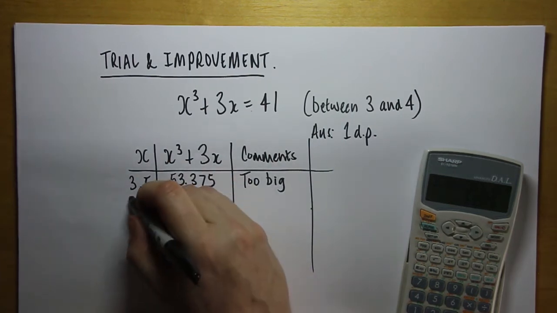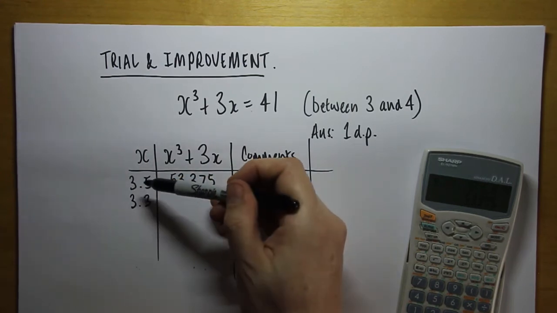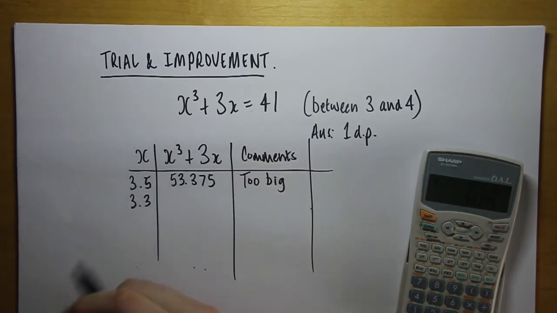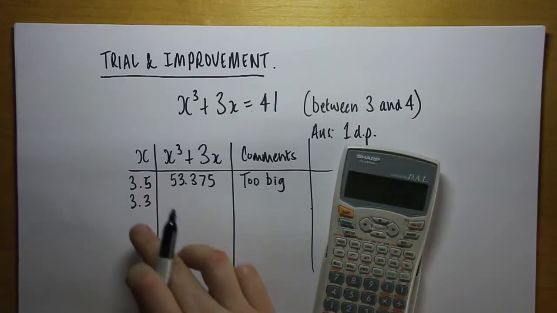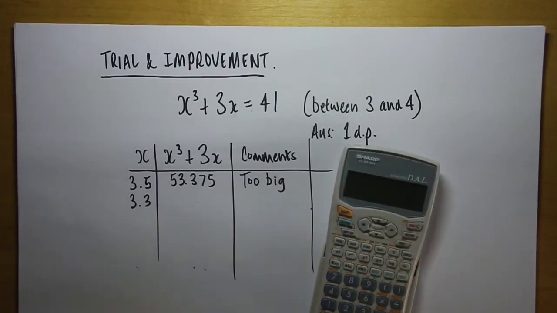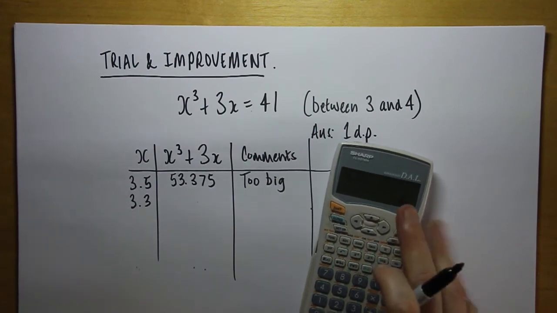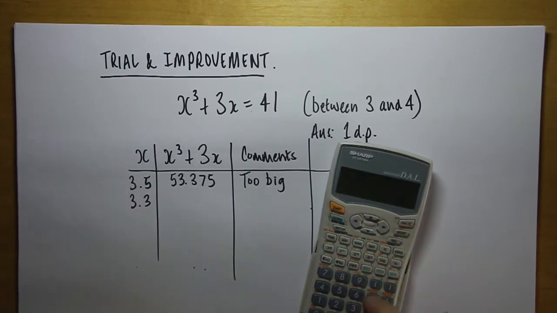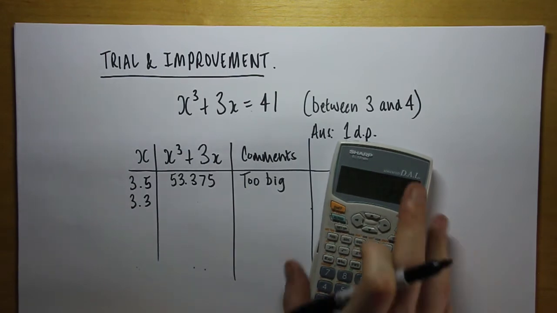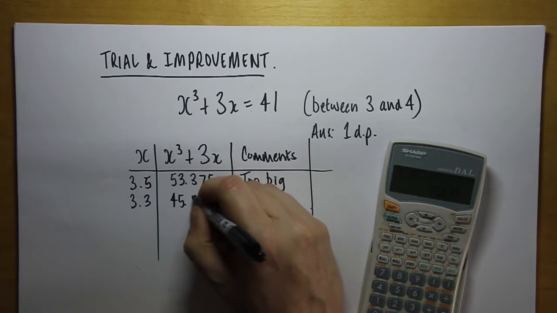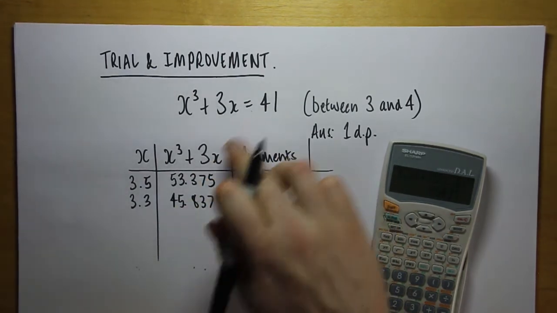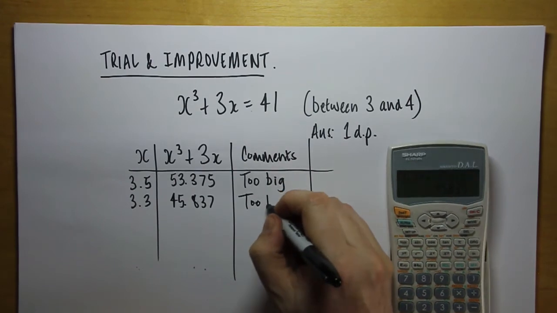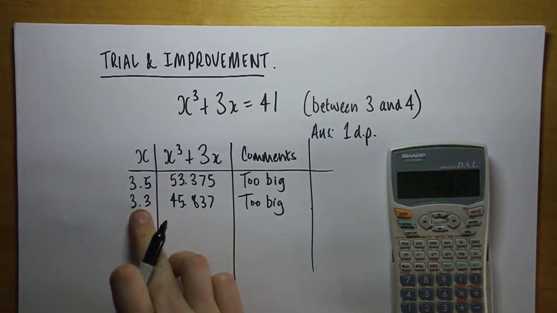So the next one we'll try is 3.3. And by the way, the choice of these guesses is down to you, so not everyone's will be the same. I'm going roughly halfway between 3 and 3.5. Again, we'll do the same. We'll put 3.3 in. 3.3 cubed plus 3 times 3.3 gives us 45.837. Now again, that's too big. That's too big as well. Okay, so it's lower than that.